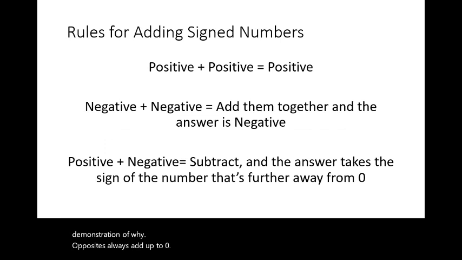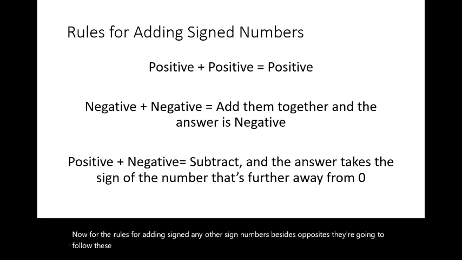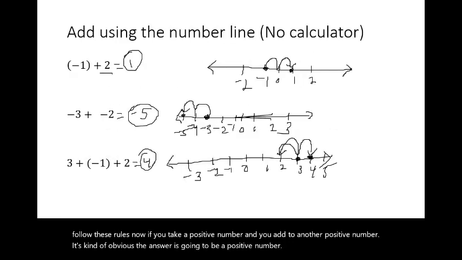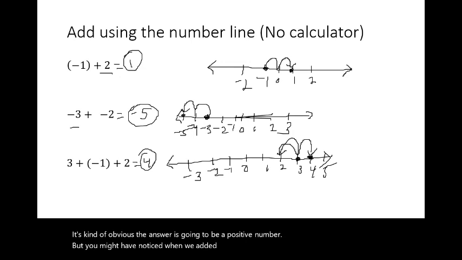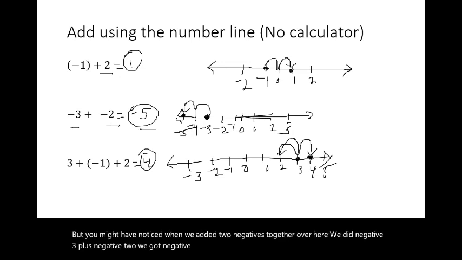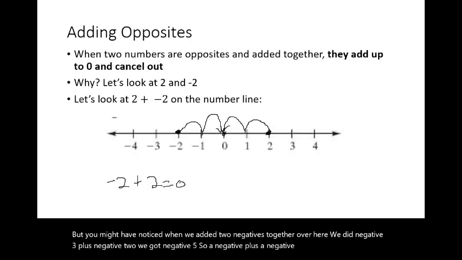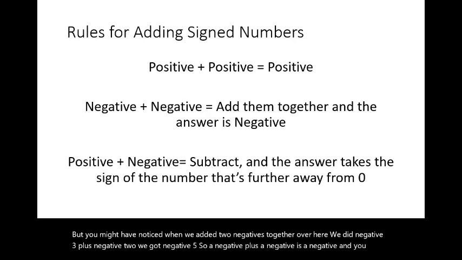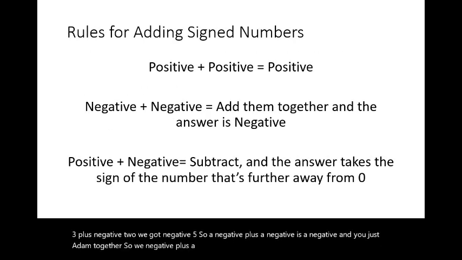Now, for adding any other signed numbers besides opposites, they're going to follow these rules. If you take a positive number and you add to it another positive number, it's kind of obvious, the answer is going to be a positive number. But you might have noticed when we added two negatives together over here, when we did negative 3 plus negative 2, we got negative 5. So a negative plus a negative is just you add them together, and the answer is negative.